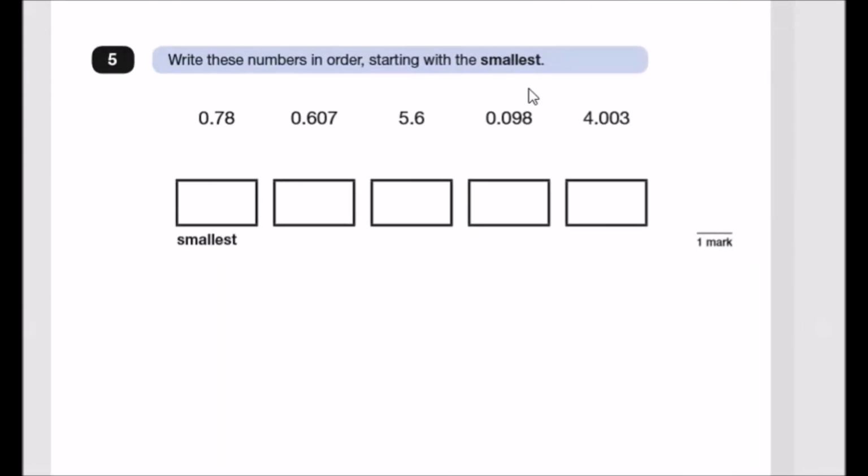Number 5, write these numbers in order, starting with the smallest. The way this works, always look at the whole number values first and then the next decimal. So 5.6 is clearly big. I can tell you straight off the bat that 5.6 is the biggest, because it has the biggest integer value, or whole number value. So it goes right at the end. And then this 4 is the second biggest, because the rest are 0.